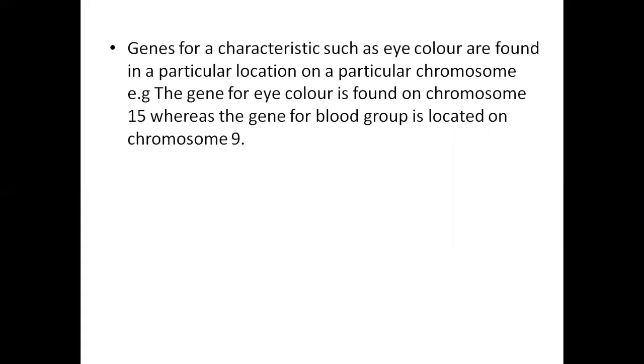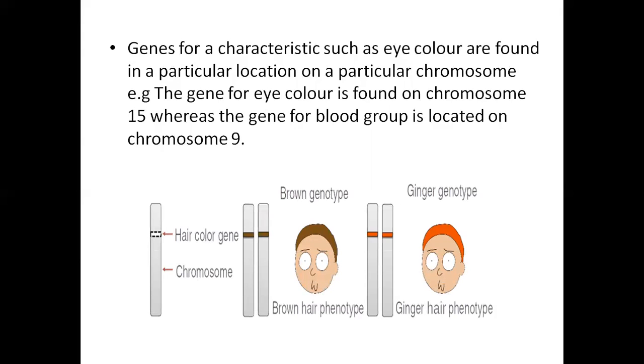Okay. Now, these genes are always found in a particular place on a particular chromosome. So genes for characteristics like your eye color are found in a certain location on a particular chromosome. So if we want to find the gene for eye color, we would look in chromosome 15. If we wanted to find the gene for your blood group, we'd find that in chromosome 9. If you look at the little picture here, on the left-hand side, we've got the chromosome, and this is where the hair color gene is found.